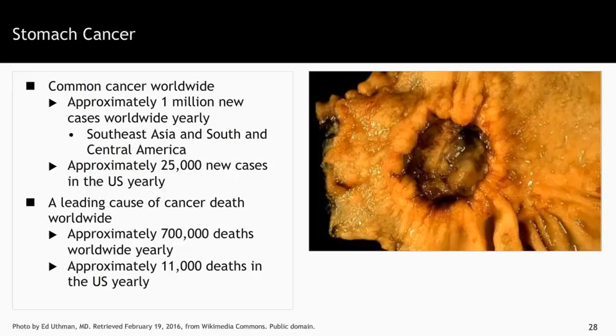Stomach cancer, shown here as an ulcerating mass in the lining of the stomach, again, is extremely common worldwide and not very common in the U.S. There are approximately 1 million new cases every year, centered in Southeast Asia and South and Central America. A leading cause of death, 700,000 deaths worldwide yearly. Again, this is because by the time someone develops symptoms from their stomach cancer, it is spread and it is too late to treat it with primary therapy, such as surgery, for cure.